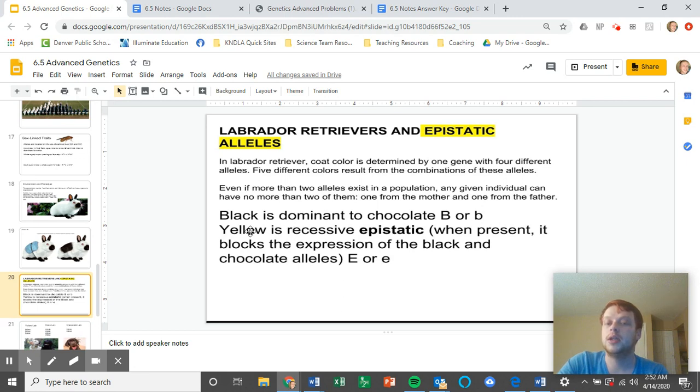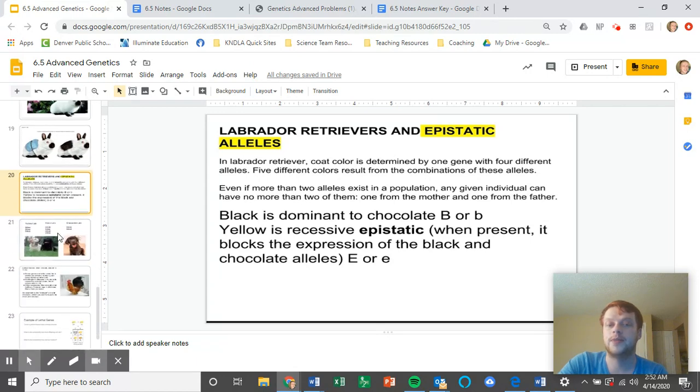But yellow is the recessive epistatic trait. What that means is you have to have 2 copies of it for it to show up. But if you have 2 copies of the yellow trait, which would be 2 lowercase e's, then it actually blocks the expression of both black and chocolate. We'll practice with these, like I said, closer to the exam, but I just wanted to give you examples of those if you need them.